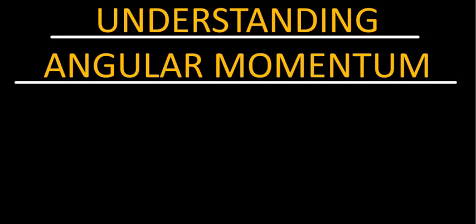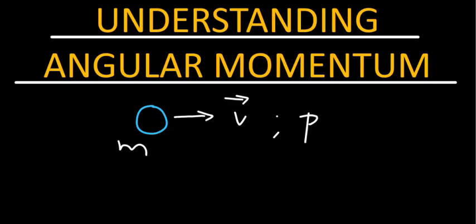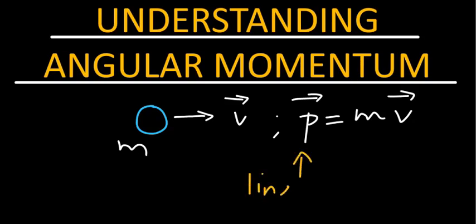In today's video, we shall take a closer look at the concepts behind angular momentum. We know that if you have an object whose mass is m and which moves with a velocity v, this object has a linear momentum given by the product of mass and the velocity. So this is what we call the linear momentum.